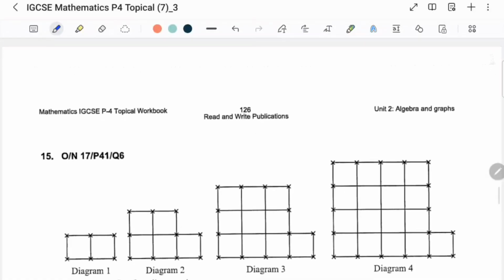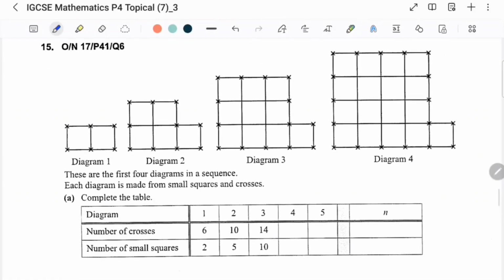This is the 15th question here. Alright, so diagrams are there, crosses 6, 10, 14. They're just adding 4, then add 4 to get 18, add 4 to get 22. a plus d(n minus 1): 6 plus 4(n minus 1), 6 plus 4n minus 4. Then that is 4n, and we have plus 2.